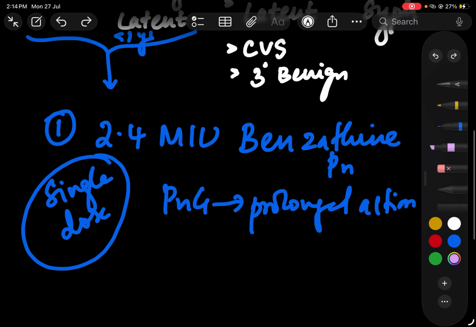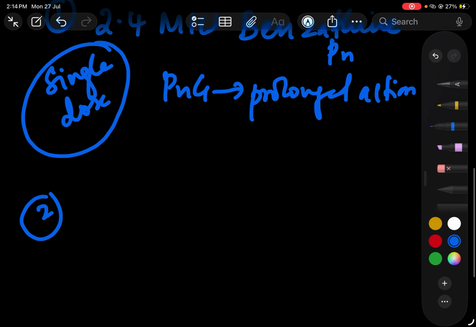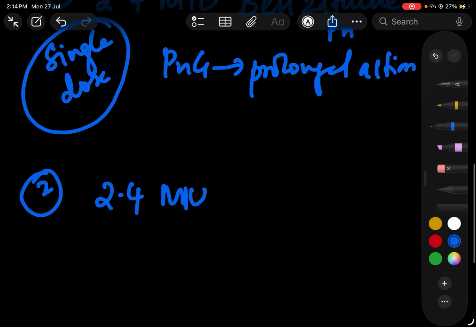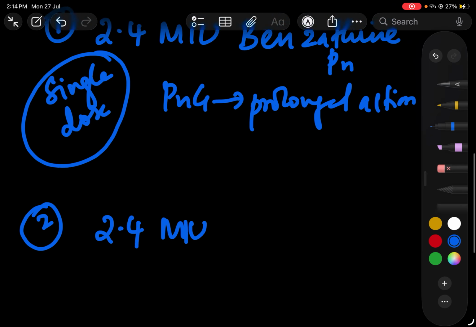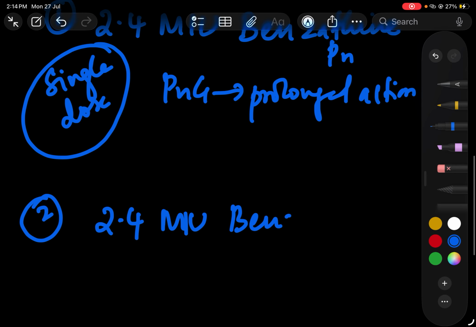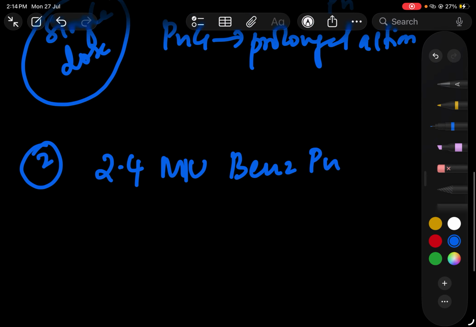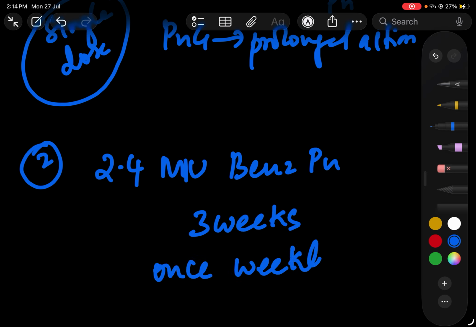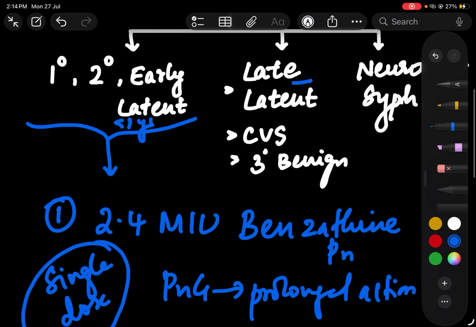Next is late latent syphilis. Again, for this one, it's the same dosage with a slight change in the duration. 2.4 million international units of benzathine penicillin, but you give it for 3 weeks, once weekly. This is for late latent syphilis, cardiovascular syphilis, and tertiary benign.